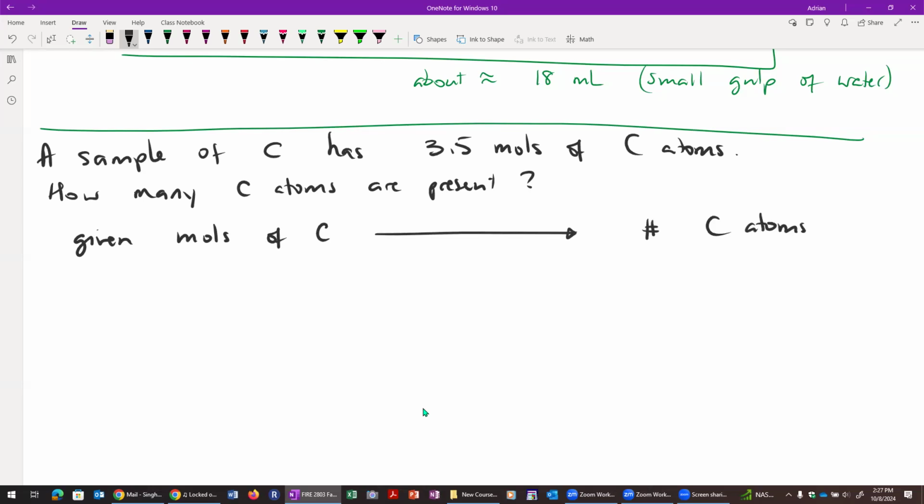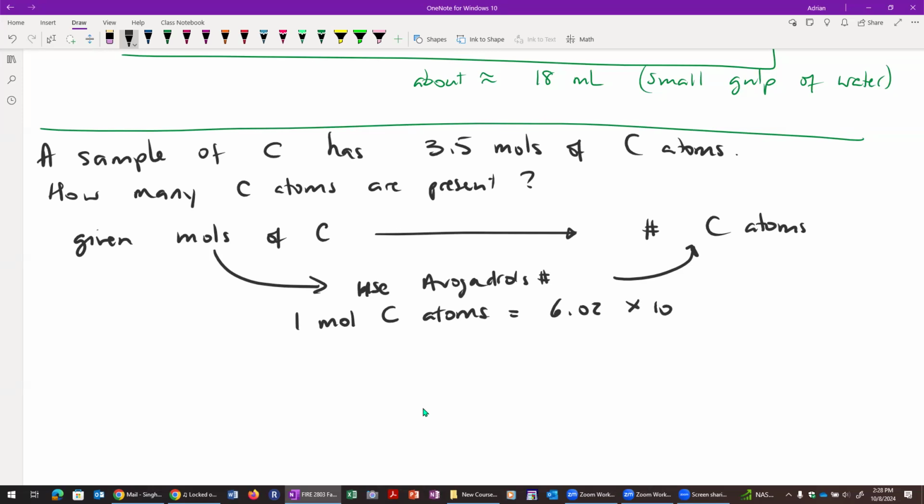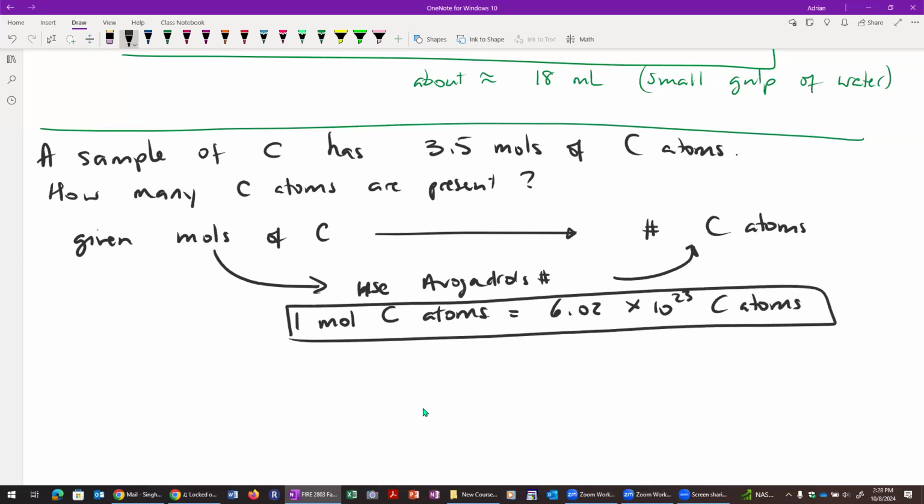Now, listing what you're given and what you need should hopefully help us figure out what we're going to need to use in this case. We're going to have to use Avogadro's number to convert from moles to number of those things. So the Avogadro's number relationship: 1 mole of anything, in this case 1 mole of carbon atoms, is equal to 6.02 times 10 to the 23 carbon atoms. That's our relationship.